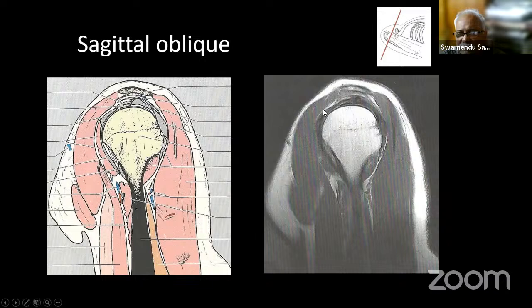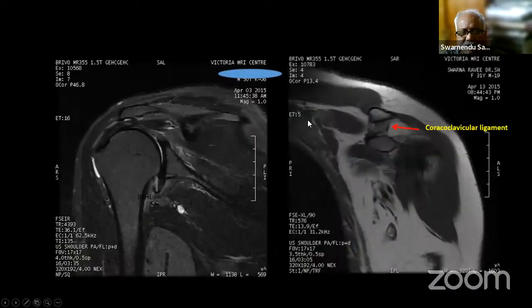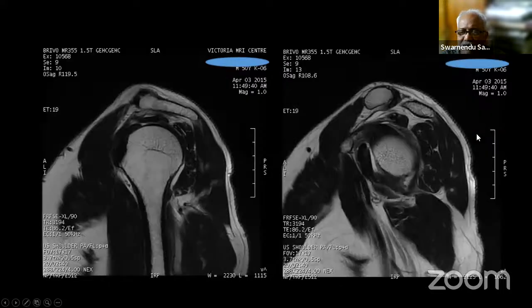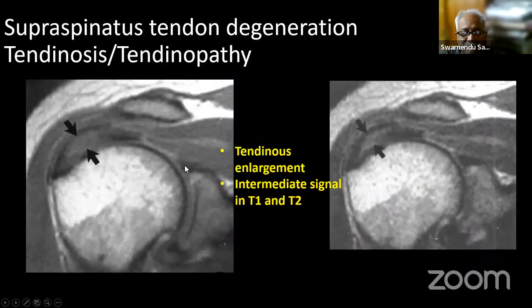If you can see this, this is the subscap, this is the supra, this is the infra, and this is your teres minor. Even if you go deeply, you can see the coracoclavicular ligaments this way. And you see, this is the acromion. So now you can understand this has to be the subscap, supra, infra, and this is the teres minor.